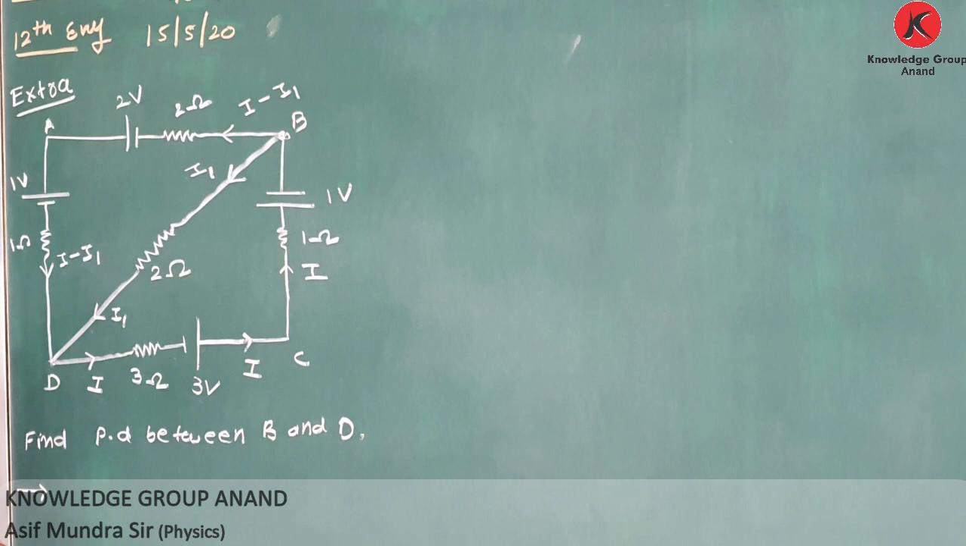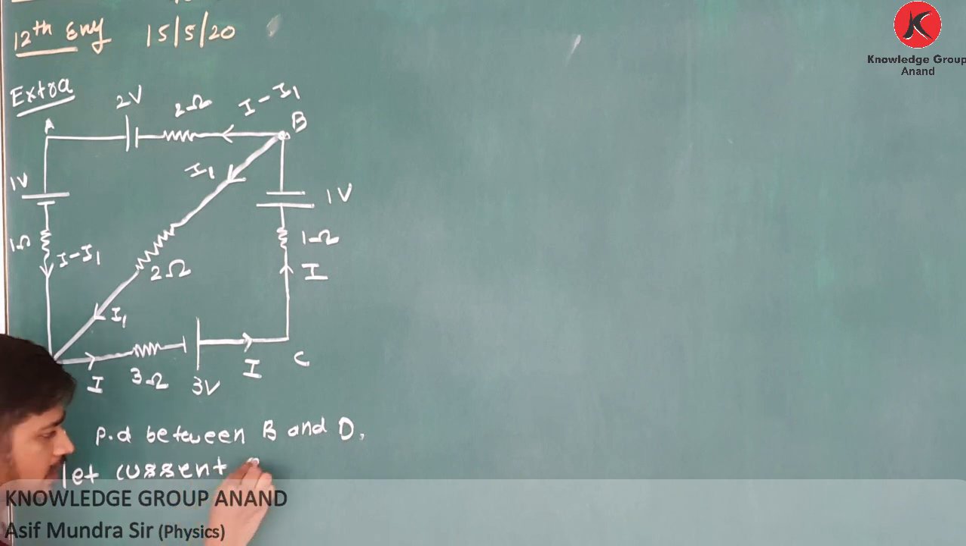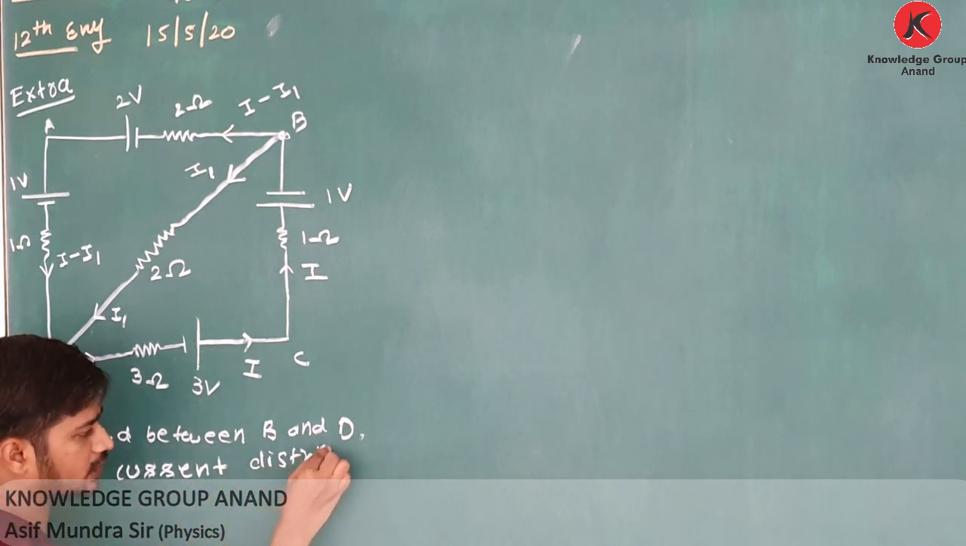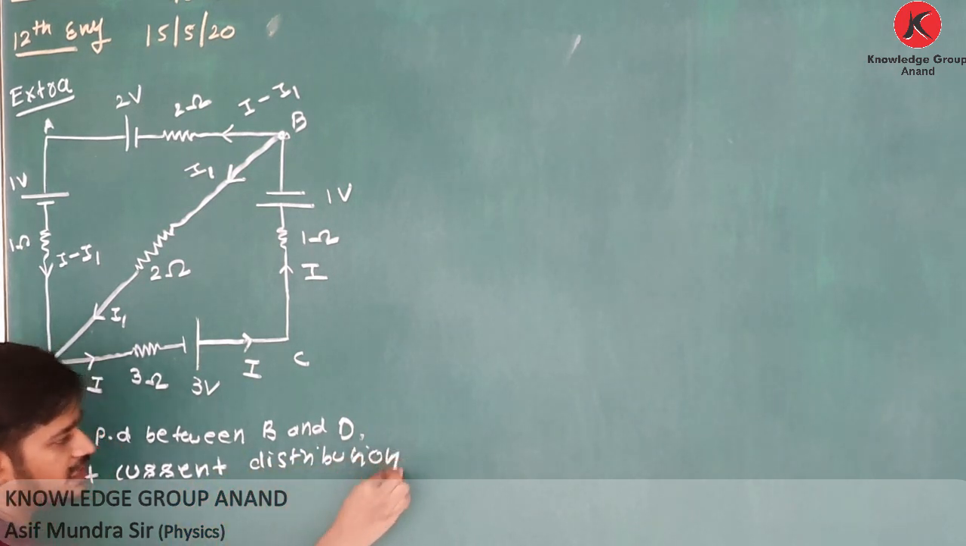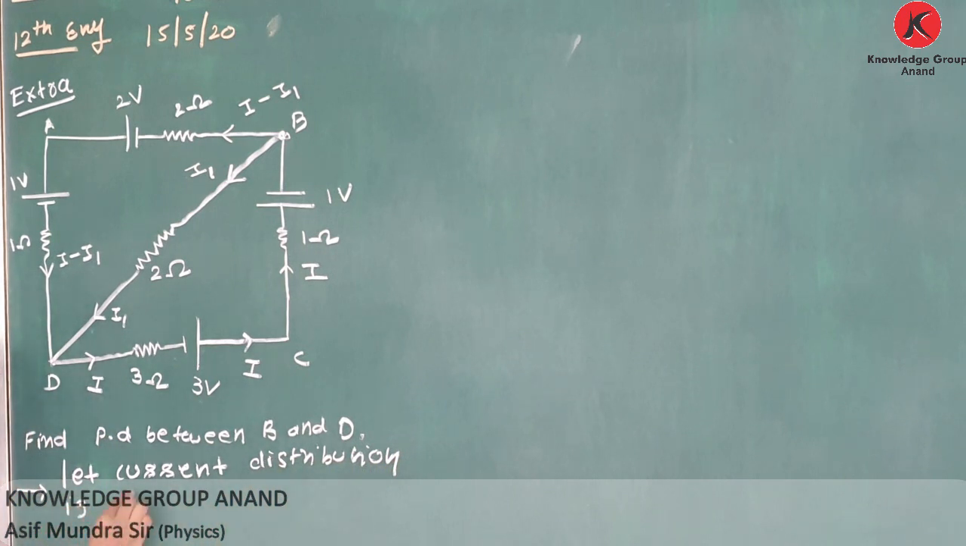So you have to write one statement: current distribution is as shown in figure. Clear about this? Now we have to find I1. What is our target? We have to find I1. But to find I1, we have to find I also. Means we have to find 2 currents, I and I1.